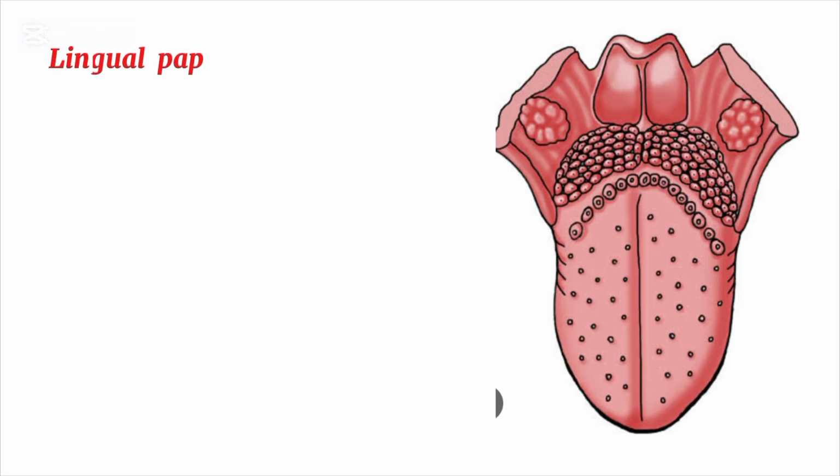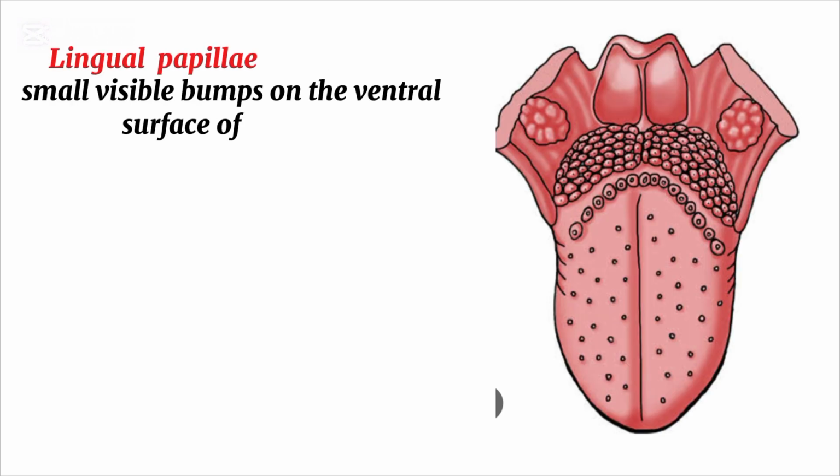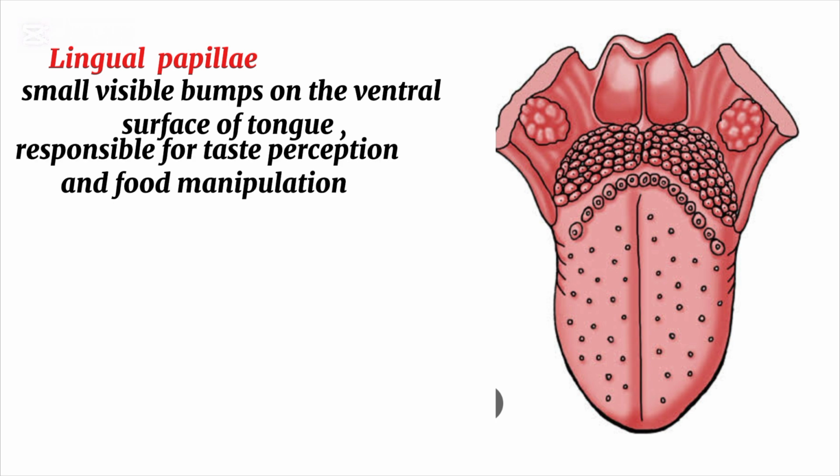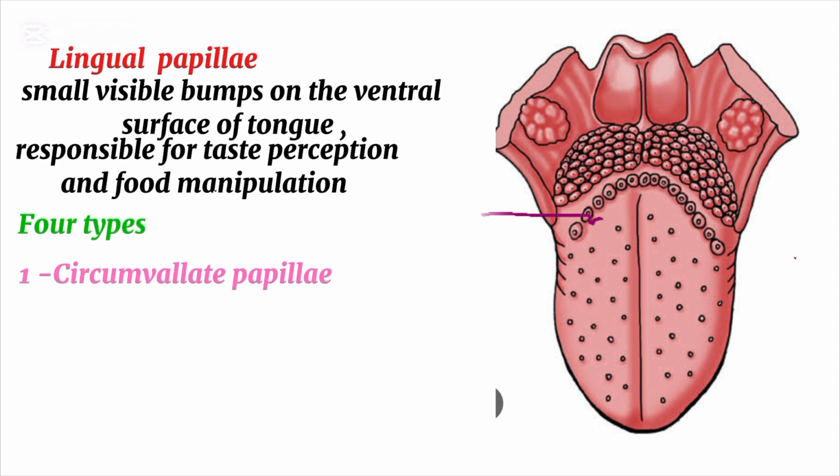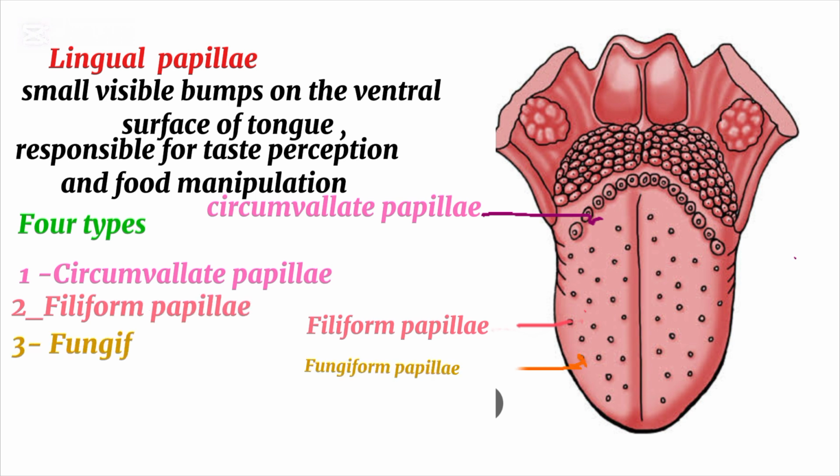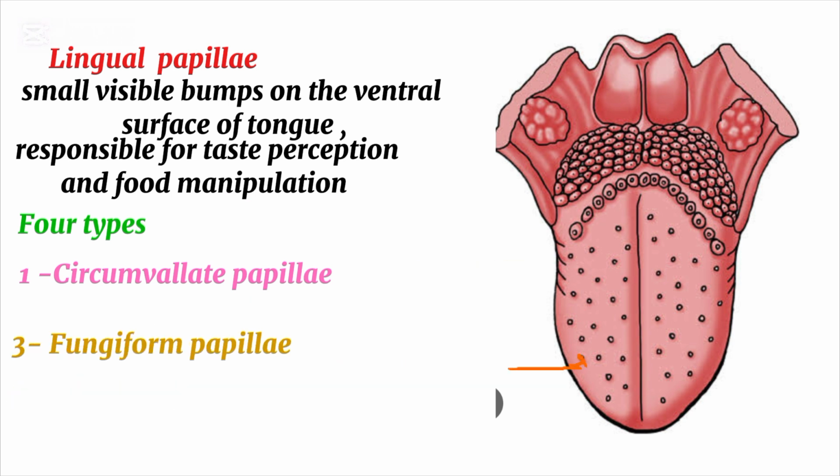Lingual papillae are the small visible bumps on the ventral surface of the tongue, responsible for taste perception and manipulation of food. There are four types of lingual papillae, that are circumvallate papillae, filiform papillae, fungiform papillae and foliate papillae.